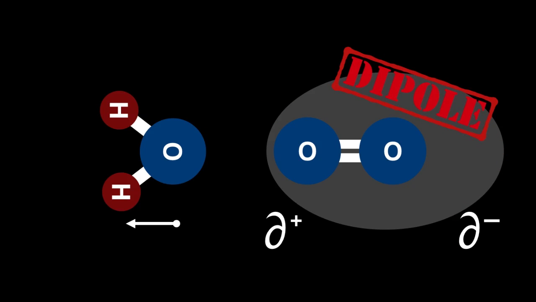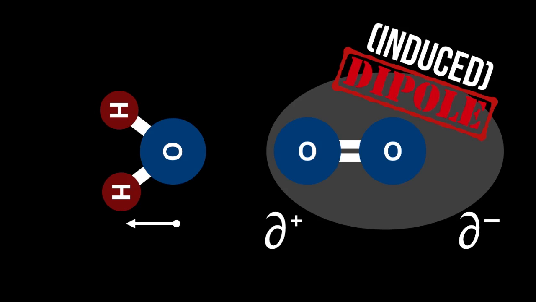This isn't a permanent dipole. If you take away the water, the electron cloud's going to go back to its normal shape, there won't be any difference in the charges, and it won't be a dipole anymore. So this is a different type, it's called an induced dipole. And we call it induced because if we took the first dipole away, the electron cloud of the molecule would go back to its former shape.